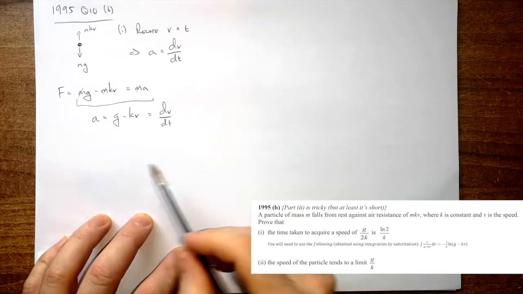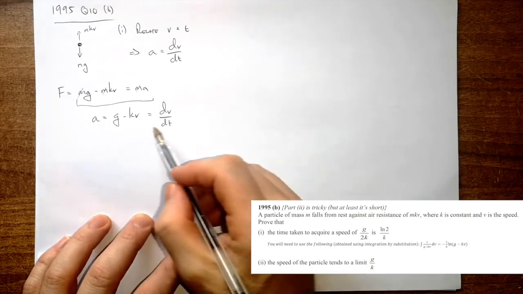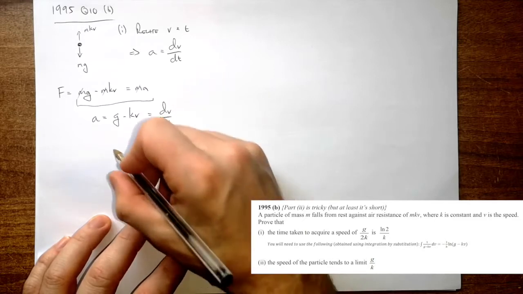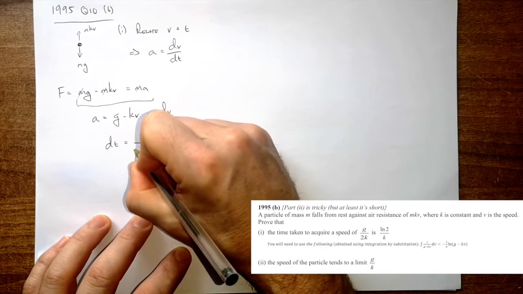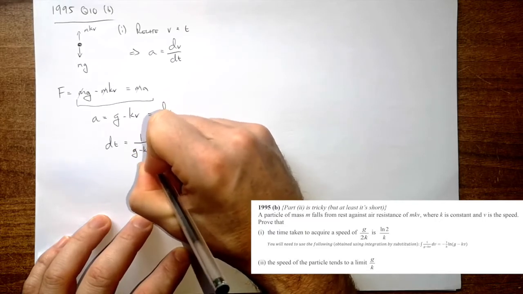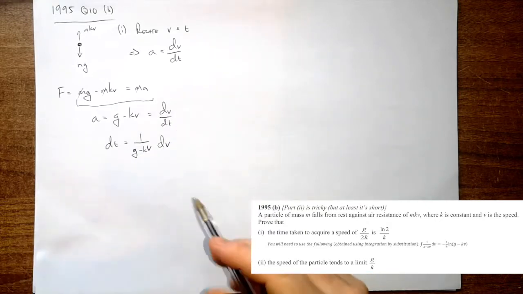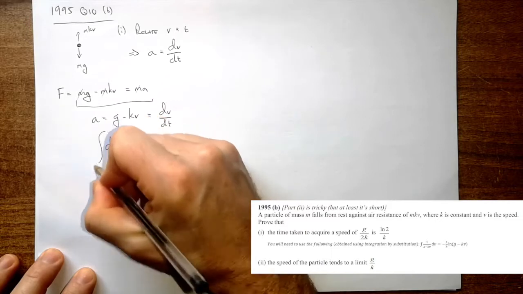Now, I'm going to tidy up all these bits and pieces. So what we're going to do is get our time over on this side and our velocities over on this side. So we know that dt is 1 over g minus kv dv.